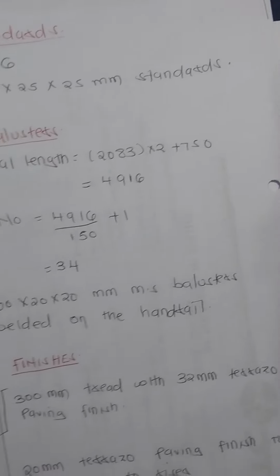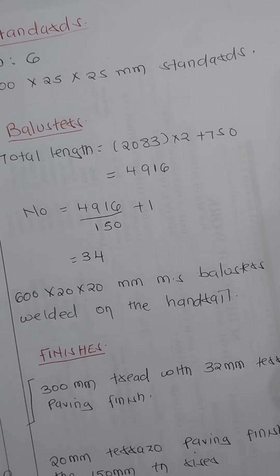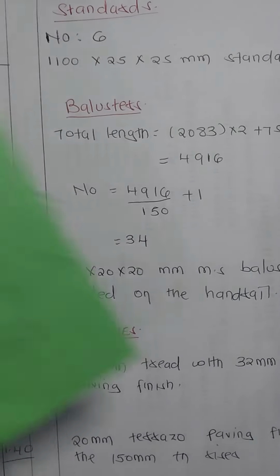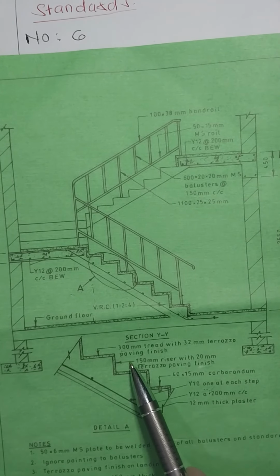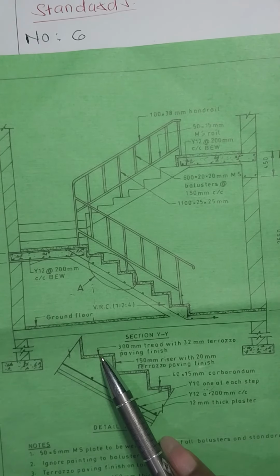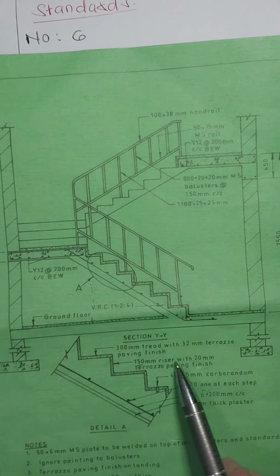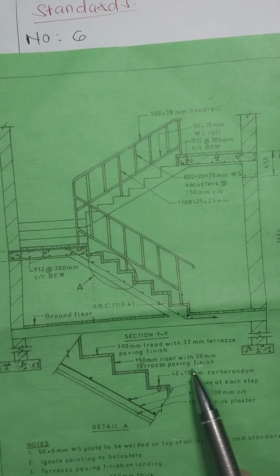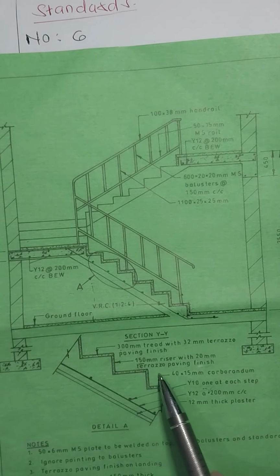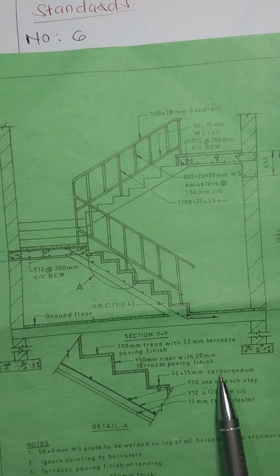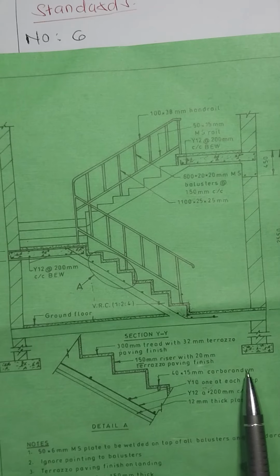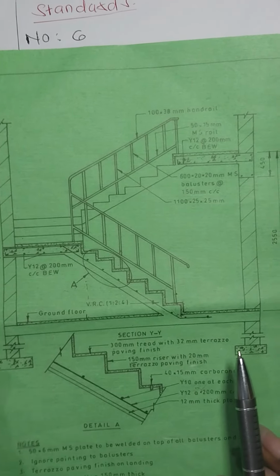So we go to the finishes. We have 22 millimeters terrazzo paving on the tread. We also have 20 millimeters terrazzo finishes on the riser. And then on the tread we also have 40 by 15 carborundum. So we start with the terrazzo.